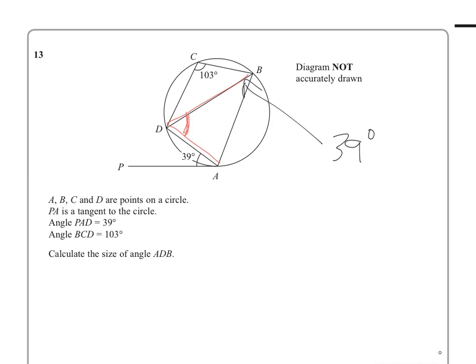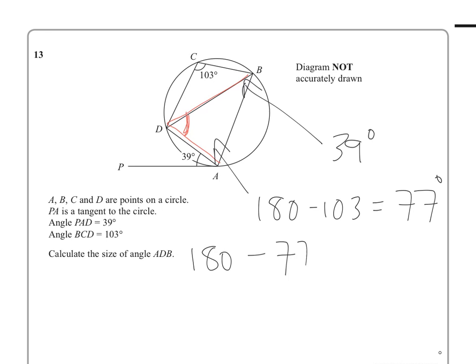And angle A, well, opposite angles in a cyclic quadrilateral add up to 180 degrees. So 180 minus 103, which equals 77. So therefore, as there are 180 degrees in a triangle, if I take away 77 and 39, it leaves me with the angle at corner D, which is 64 degrees.